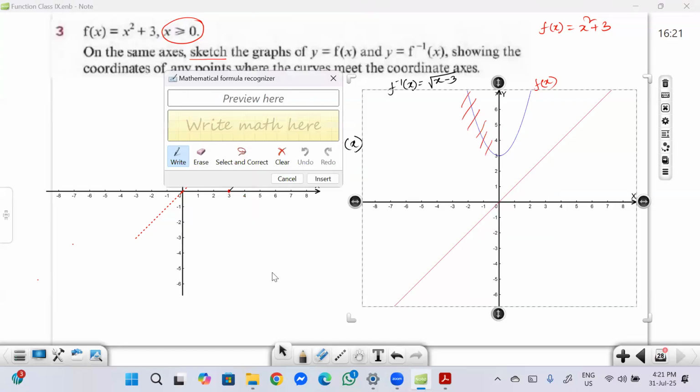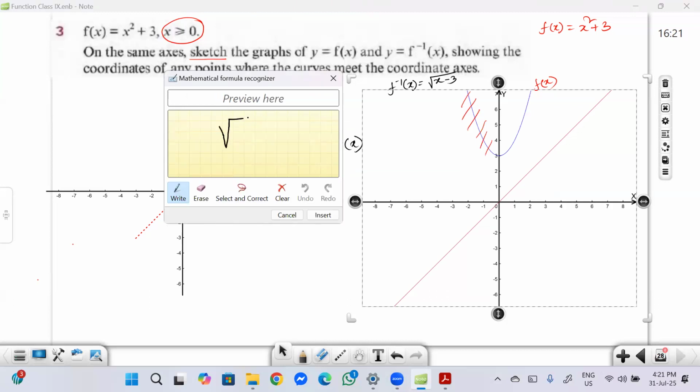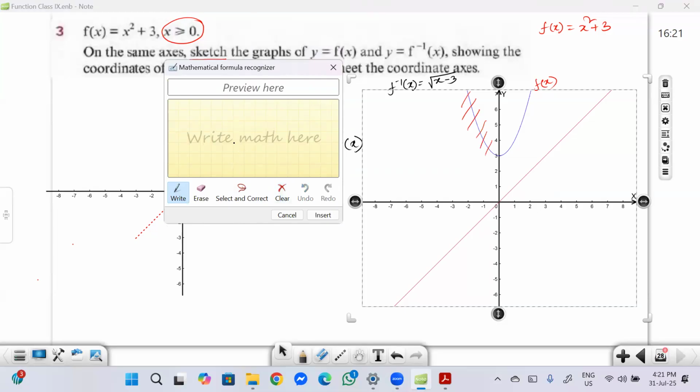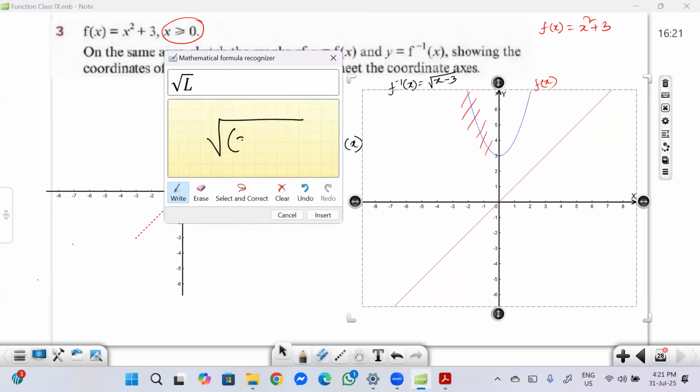স্কোয়ার রুটটা হলো না, আচ্ছা স্কোয়ার রুটটা এখানে লিখে দিই তো। আর কত ক্লিয়ারলি লিখবো, স্কোয়ার রুট অফ এক্স মাইনাস 3 and minus 3, আচ্ছা ওকে ফাইন, that works.